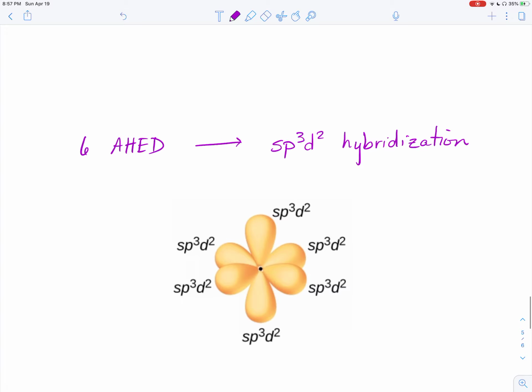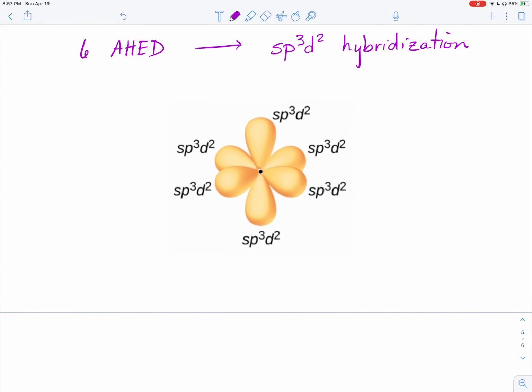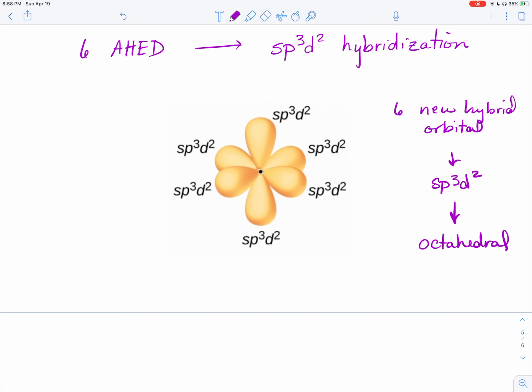The same would be true for 6 areas of high electron density. We're going to add an additional d orbital, so now you're going to have 6 total new hybrid orbitals. And these hybrid orbitals will all be called sp³d² orbitals. You will have 6 of them that will be spaced in the orientation that you see here that gives you the orientation of octahedral, the same as you would see in the VSEPR theory as well.